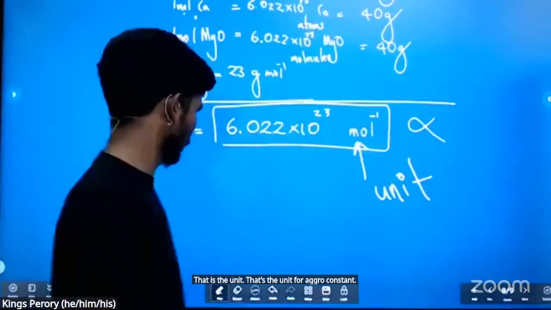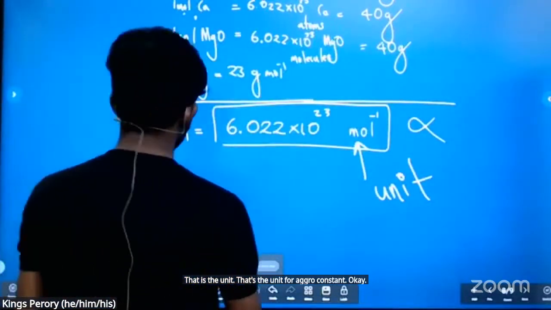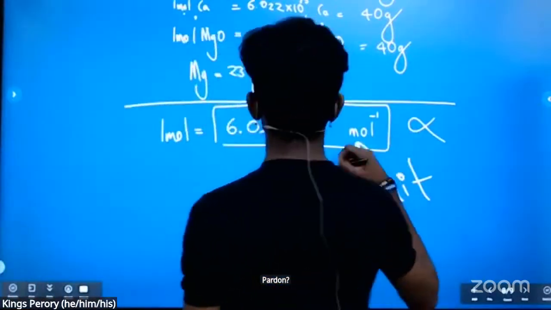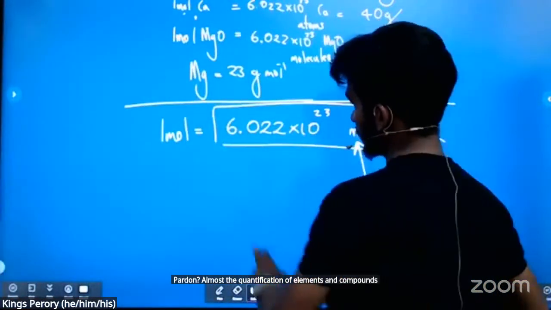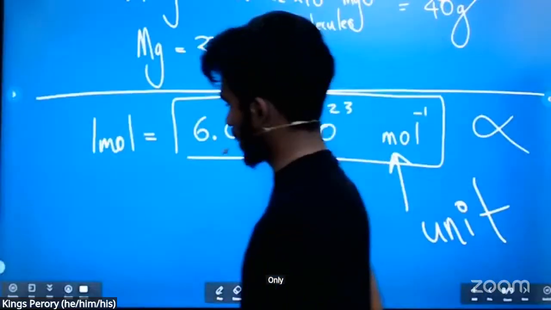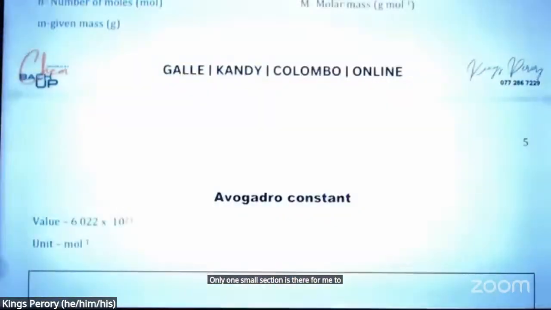Okay. Hurry. Almost the quantification of elements and compounds is done. Only one small section is there for me to teach you all. Before that, we'll go to the tute.